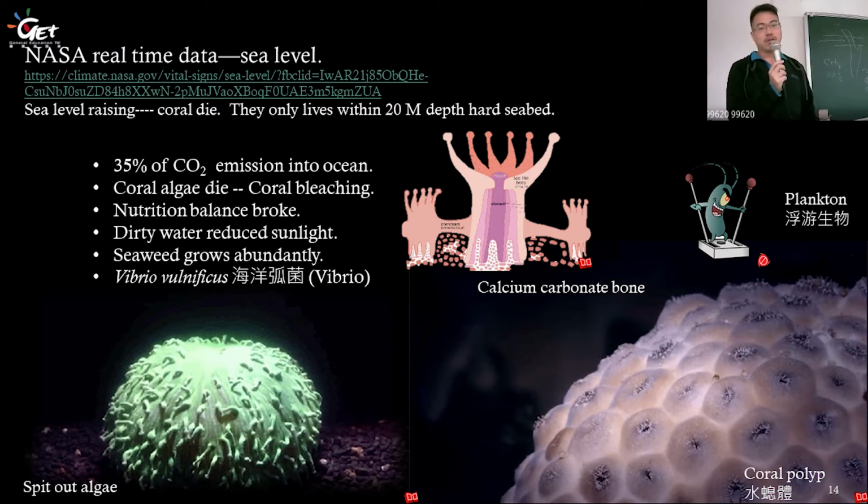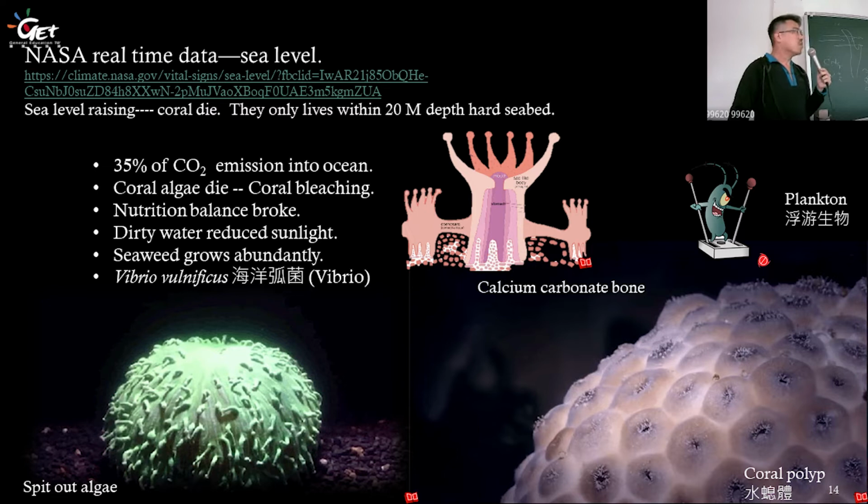Okay, and the coral algae die and the coral will become bleached, which means their color will turn white. All the color is from this kind of algae. And the dirty water reduces the sunlight. Without sunlight, those algae will die. When the coral is in the first stage of bleaching, they will not die. This picture on the left shows you, did you see there is a kind of fog? There is something foggy coming out from the coral, right?